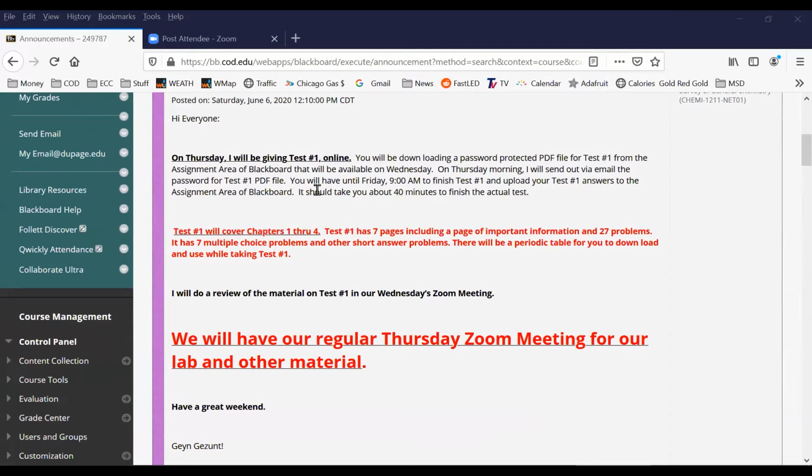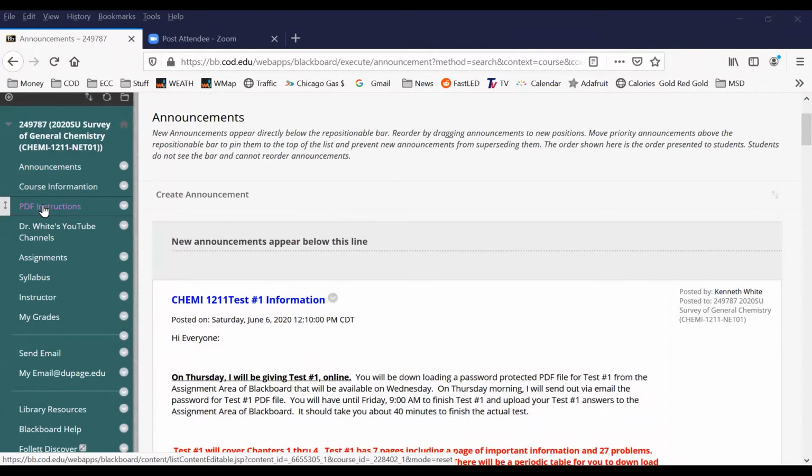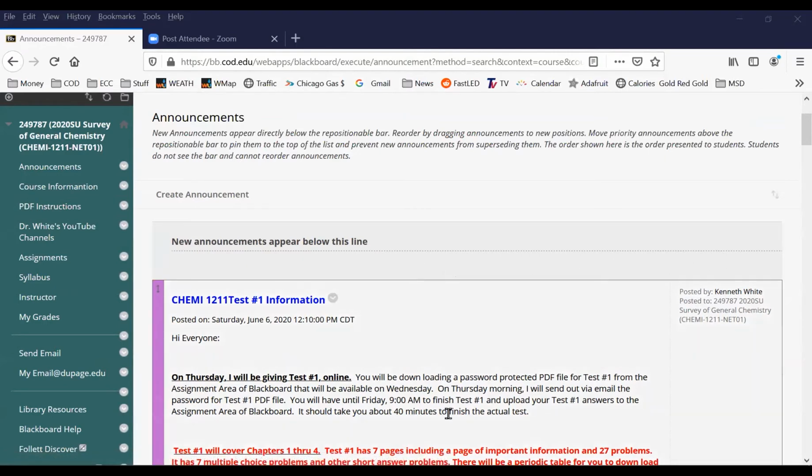Later today, I'll put that in the lecture part of Blackboard so you can look at it before the test. I'll also have instructions on how to take the test and upload a PDF file. If you look in yours over here, you should see a new area called PDF instructions. In there, I have how to do PDF files from a cell phone or just in general, how to take a test or lab, and how to upload it to the assignment area.